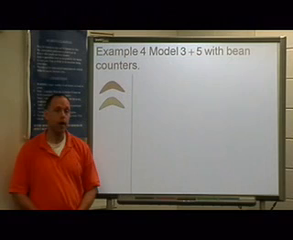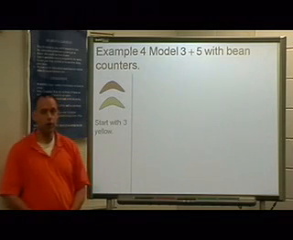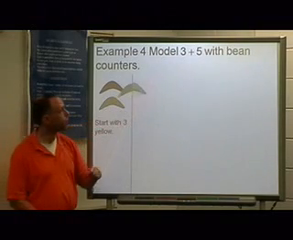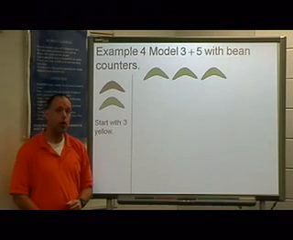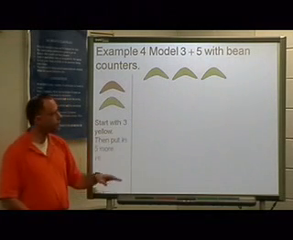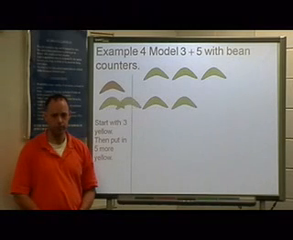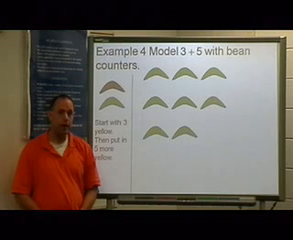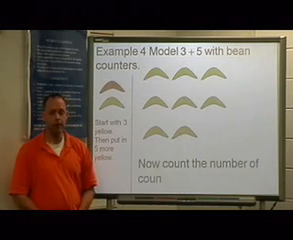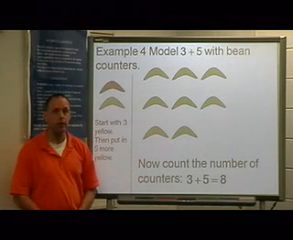Now let's use the bean counters to model adding 2 integers that have the same sign. In this example, we're going to add 3 and 5. So since 3 is positive, I'm going to start by sliding 3 yellow bean counters into my workspace. Now, since I want to add +5 with that, I need to slide 5 more yellow bean counters into my workspace. Now, to find out what 3 plus 5 is, simply count the number of bean counters in the workspace, and counting across, 3 plus 5 equals 8.